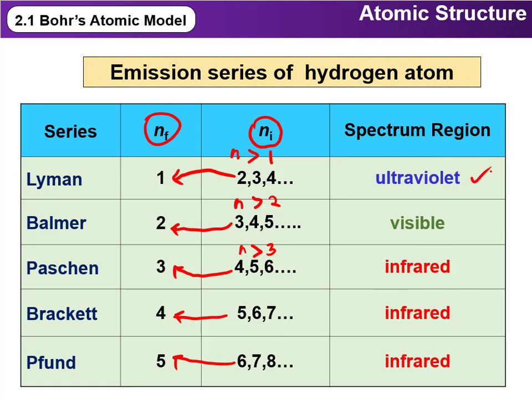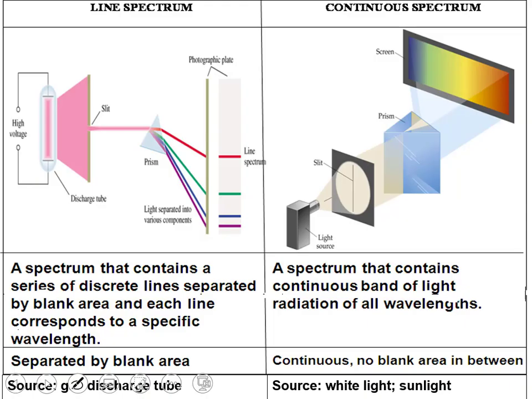Lyman is UV, ultraviolet. Balmer only is in the visible region. The rest are infrared. These are the differences between line and continuous. Line spectrum, we know that it comes from the gas discharge tube, which contains that H2 gas. Okay, then what happened? This high voltage supplies energy to the electron of the hydrogen atom.